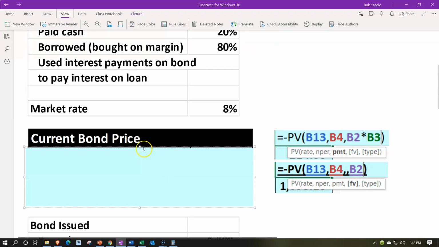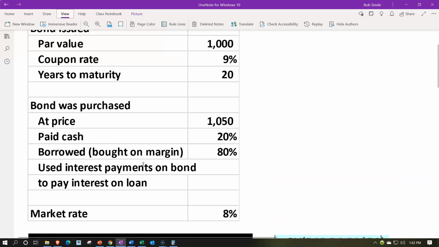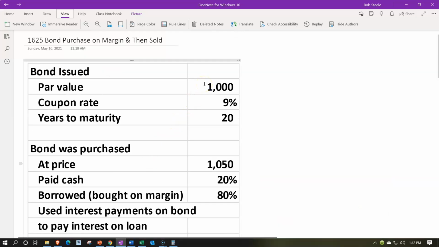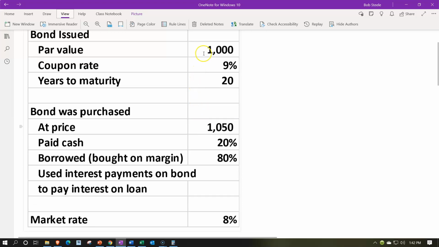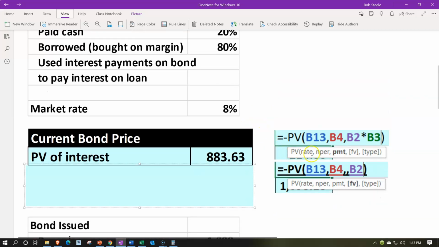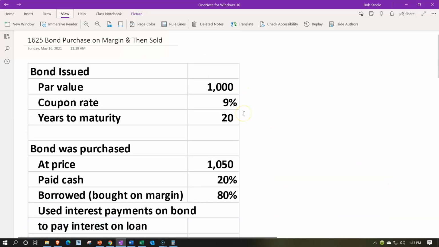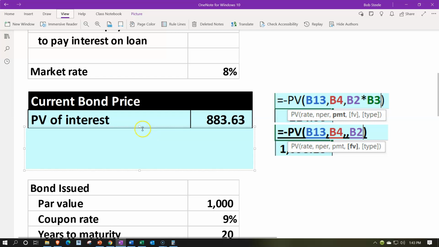So the current bond price is going to be the calculation of two things: the present value of the annuity, which would be the interest payments of the 1,000 times the 9% over the 20 years, and then the present value of the maturity value of the 1,000. The first component, present value of the interest, looks like this in Excel: negative present value, the rate, now 8%, comma, number of periods, which is 20, and then comma, the payment, which is going to be the 1,000 times the 9%, the amount on the bond. That would be the $90. We present value that, we get the 883.63.